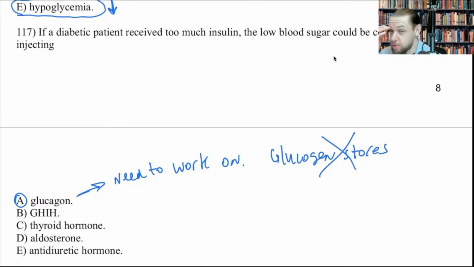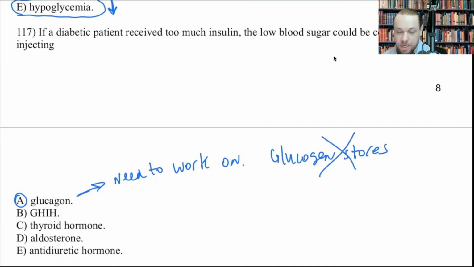Your glycogen stores are basically used up within 24 hours. And if he did not eat, and maybe his diet wasn't significant to begin with, his glycogen stores are not there. If you have no glycogen stores in your liver, you could give glucagon, but you're not going to see a response, right? Because you have no glycogen stores for glucagon to break up.